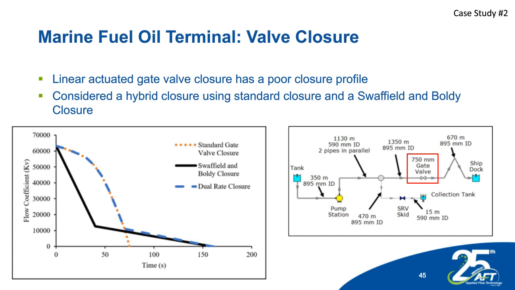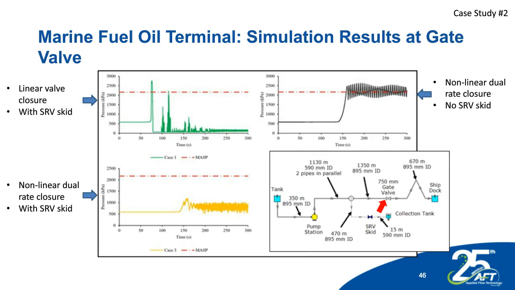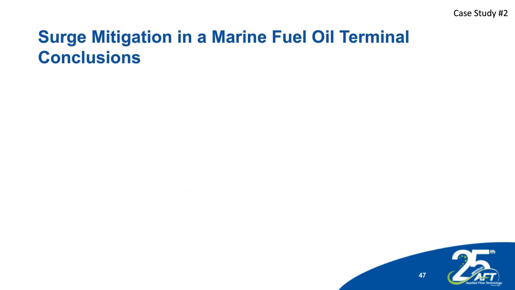And then there was with and without a surge relief valve that's shown here in the model on the right. And then there were some different results that came from the different cases that were considered. This is showing pressure versus time at this place where the gate valve is, the red arrow pointing to. The lower left was the recommended situation for this particular facility, a nonlinear dual rate closure with a surge relief valve skid that was below the red line, which was the maximum allowable.